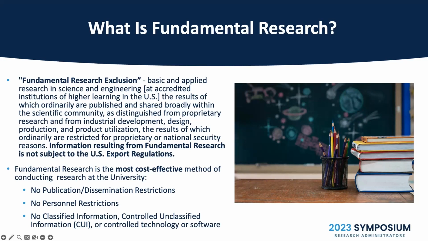Fundamental research is the most cost-effective method of conducting research at the university because there are no additional administrative burdens relating to managing publication restrictions, managing restrictions on non-US personnel, and also having to deal with increased costs associated with enhancing IT servers to secure controlled information. UNC normally does not perform classified research, but there are instances where we receive controlled unclassified information, as William mentioned earlier, and we must satisfy IT security requirements to protect that data from unwanted access. Next slide.